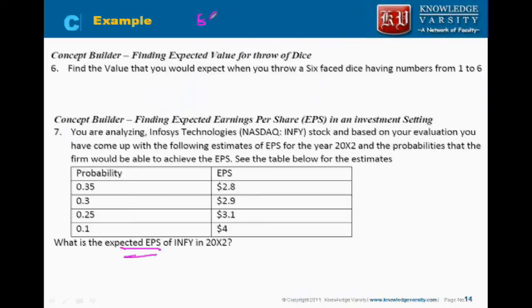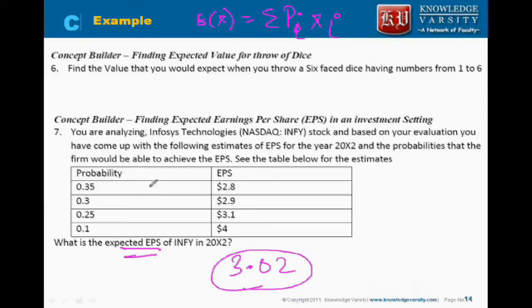So we know that expected value is given as the summation of pi xi. So what is the expected value of earning per share? Vinith has given the answer as 3.02. Over here, you have to multiply this into this, this into this, this into this, and this into this. Let's say this is A, B, C, D. Then you have to take the summation of A, B, C, D, and that is your expected value.